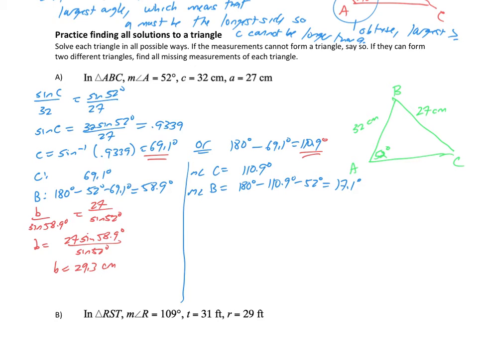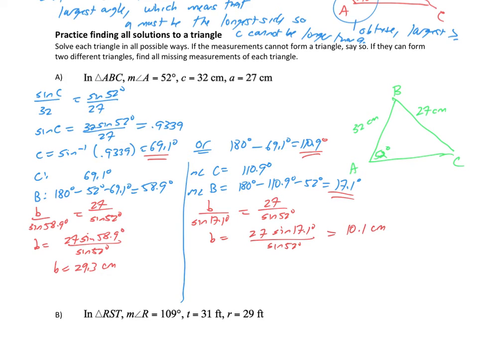And then we'll find little b in the second case. So little b over sine. And this time I'm going to use angle 17.1 for B. So sine of 17.1 degrees is equal to 27 over sine of 52 degrees, focusing on angle A and side length A. Again, those were the ones that were given. Multiply both sides of the equation by sine of 17.1. So b is 27 sine 17.1 degrees over sine 52 degrees. Entering that into my calculator, I got 10.1 centimeters.